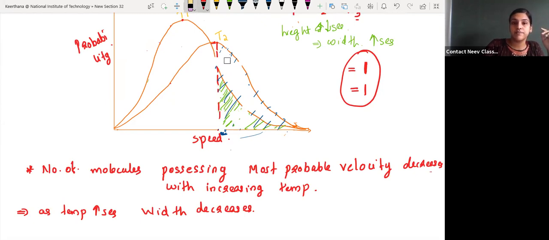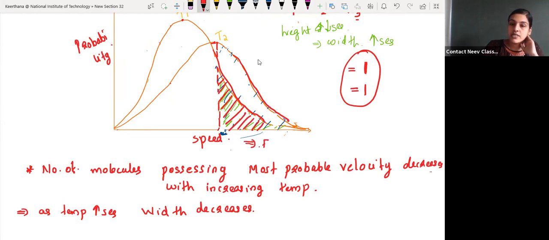Okay, this is the curve. So these are the T1 curve and T2 curve. And this shaded area, as we discussed, represents the fraction of molecules having speed greater than c. Is that clear for everyone? Or any doubt in this statement?